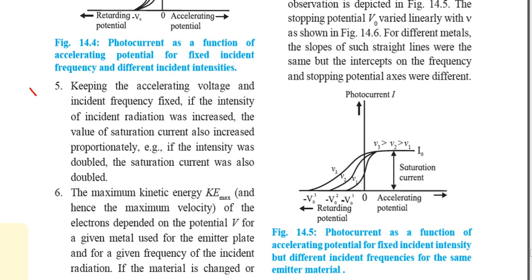Next is the fifth observation from the experiment. Keeping the accelerating voltage and incident frequency fixed, if the intensity of incident radiation is increased, the value of saturation current is also increased. जैसे हमने यहाँ पे ग्राफ में देखा कि by keeping the accelerating voltage and incident फ्रीक्वेंसी फिक्स, जो लाइट सोर्स हमने यूज़ किया है एस, दैट इज द सोर्स ऑफ लाइट, by keeping the accelerating voltage and the incident frequency of the light fixed, if the intensity of incident radiation is increased.